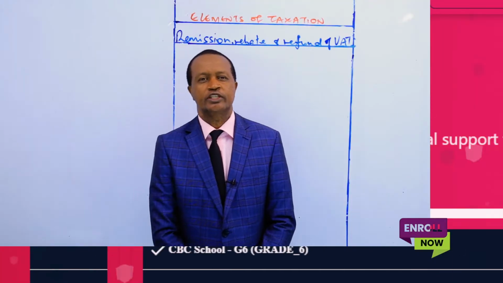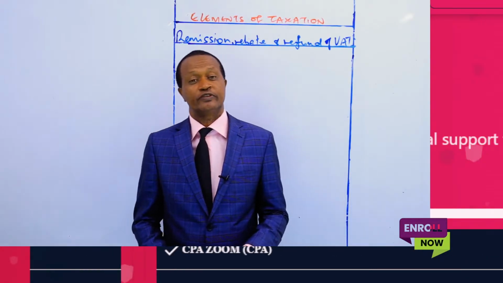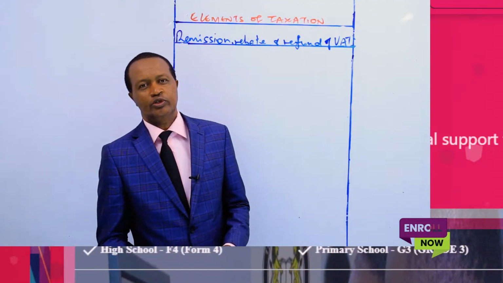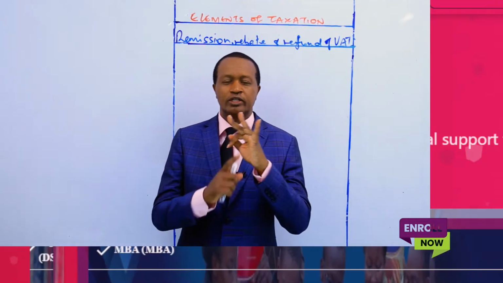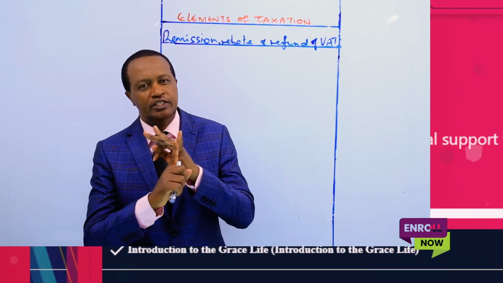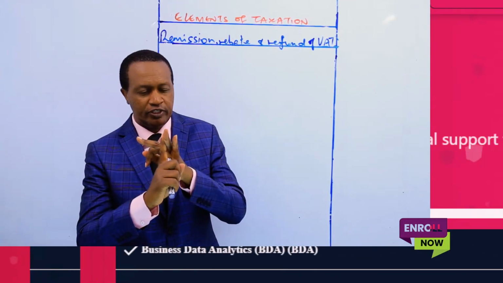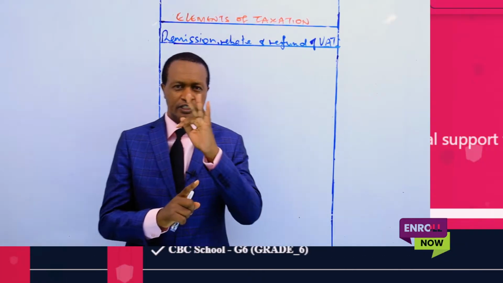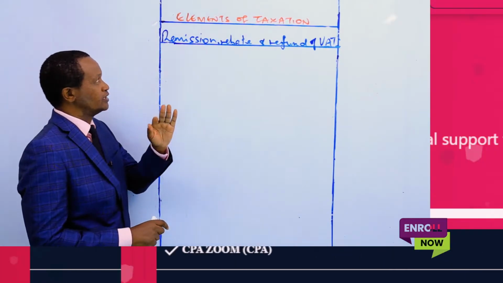Hello, I'm back to continue with the subject elements of taxation. The topic is value-added tax. Today we're going to discuss three things. One is remission of VAT. Number two, rebate of VAT. And three, refund of VAT. Three areas.